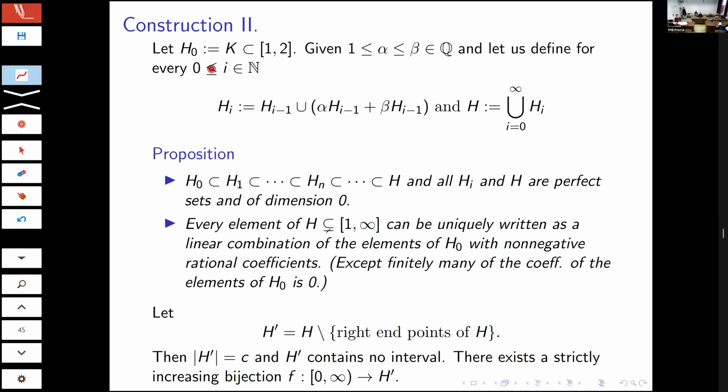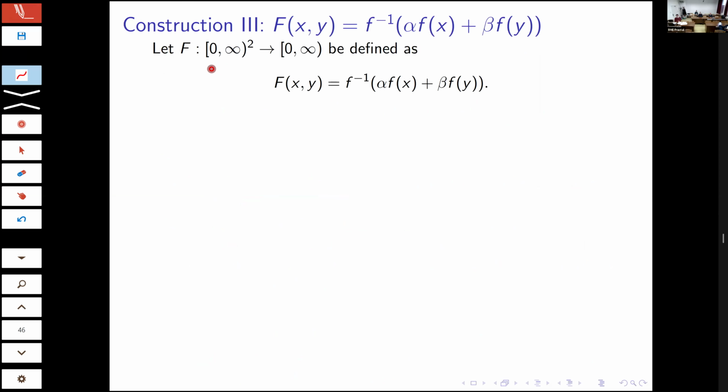Exactly. So this set again has countable cardinality. It contains no interval, and by this trick it is basically the inverse of the Cantor-Debye-Stair function, what we take here. So we take a map from 0 infinity to H prime, and it is a strictly increasing bijection, and this is the heart of the construction. So we take now f(x,y) defined as f inverse of alpha f(x) plus beta f(y).